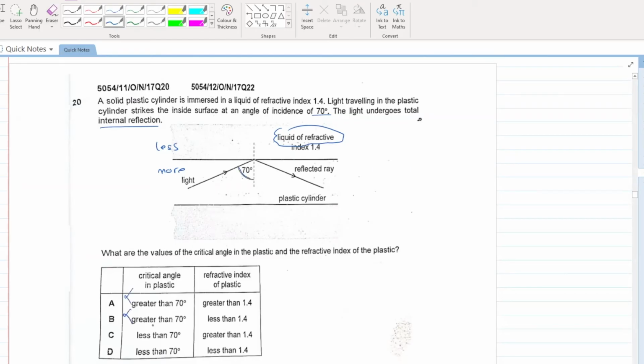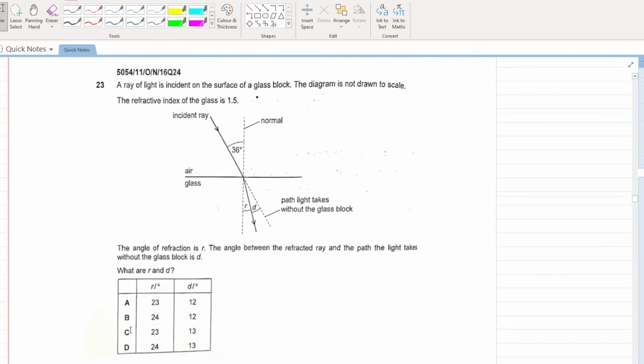So the critical angle in plastic is less than 70 degrees. A and B get cancelled out. And the refractive index of plastic is greater than 1.4, because more dense materials have a greater refractive index. C is your answer. Let's see this.